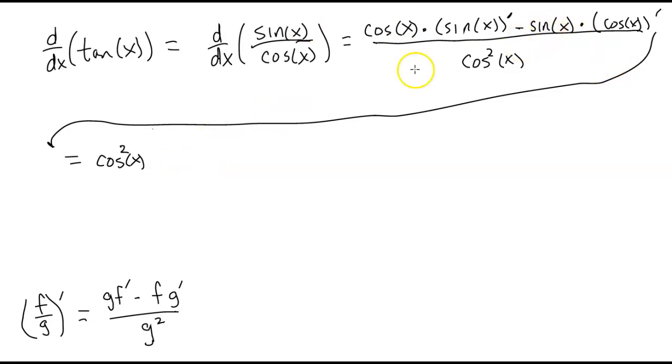Then we have minus sine times the derivative of cosine, which is minus sine. So we see there a minus sine times a minus sine is going to be a positive sine squared. So I'll go ahead and rewrite this. And all of that will be over cosine squared.